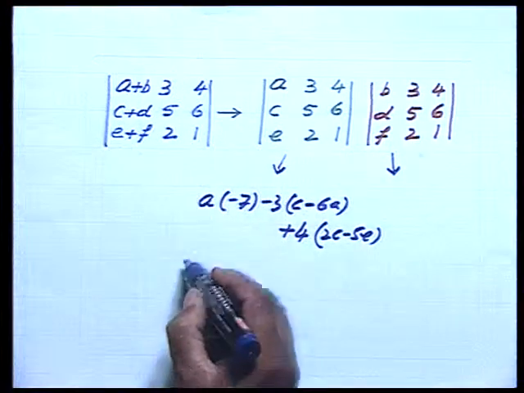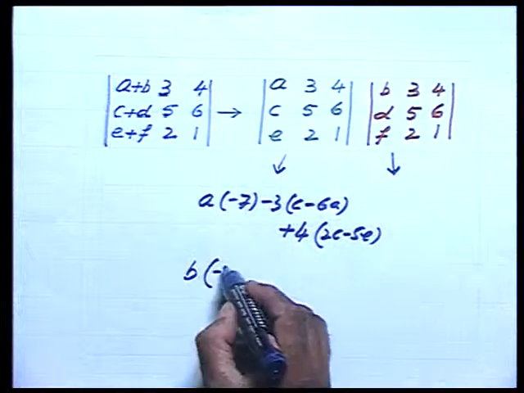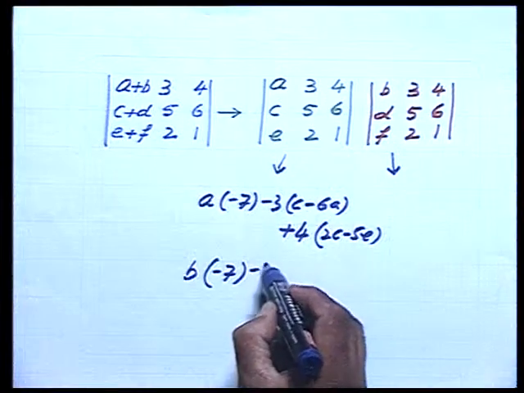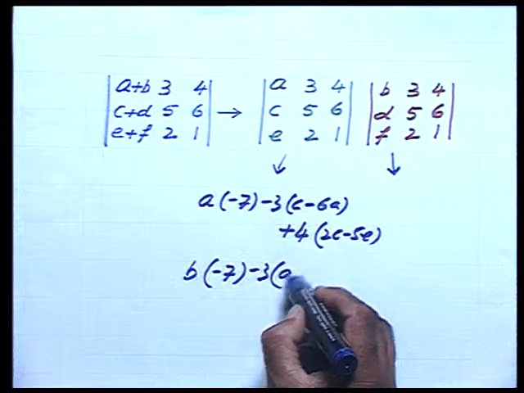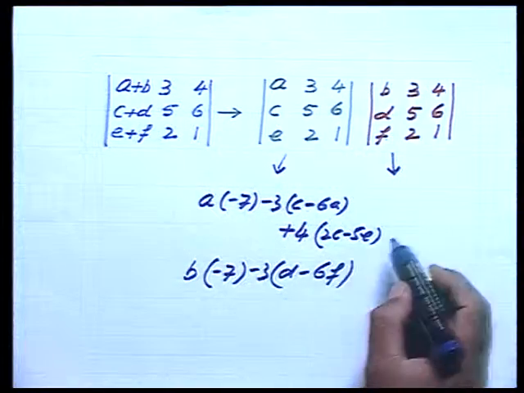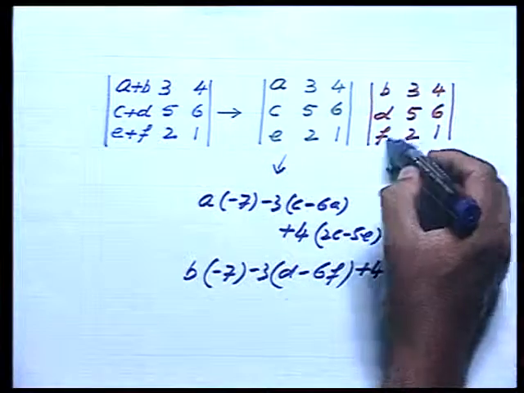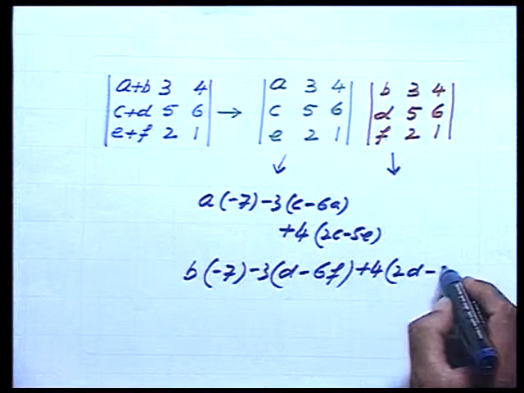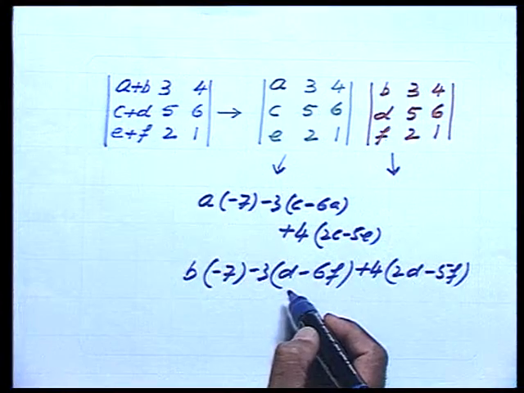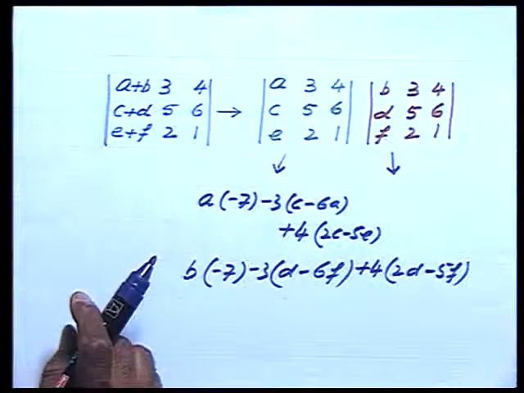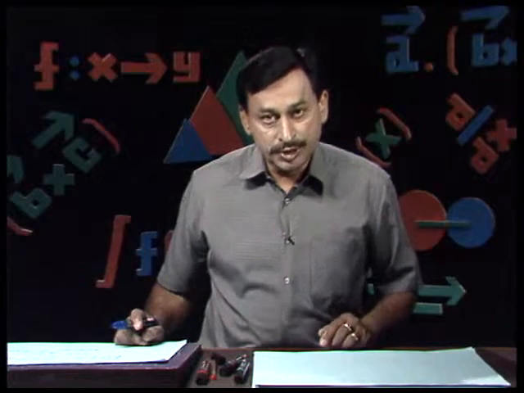When I expand this, I get B, 5 minus 12, that is minus 7, minus 3 D minus 6A, 6F, and 4, 2D minus 5F. Now, in case you combine these values and look at the value of the determinant that we get by ordinary expansion, you will find that the two values come out to be the same.